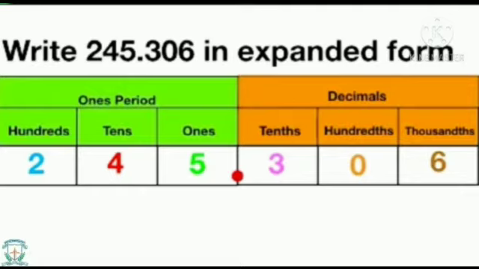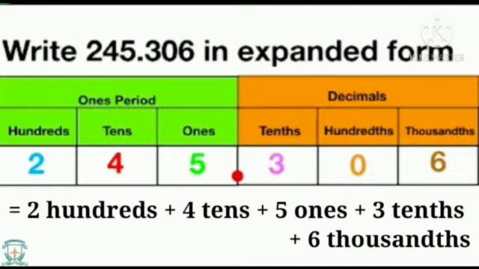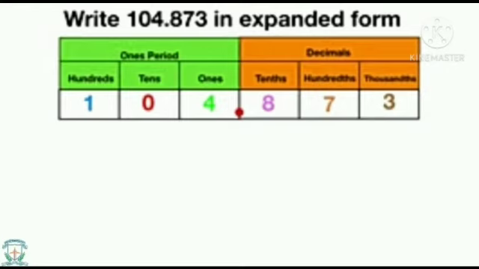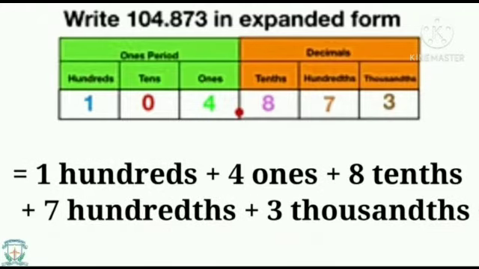First, put this number on the place value chart. So we can write the number as 2 hundreds plus 4 tens plus 5 ones plus 3 tenths plus 6 thousandths. Next, write 104.873 in expanded form. First, put this number on the place value chart. So we can write the number as 1 hundred plus 4 ones plus 8 tenths plus 7 hundredths plus 3 thousandths.